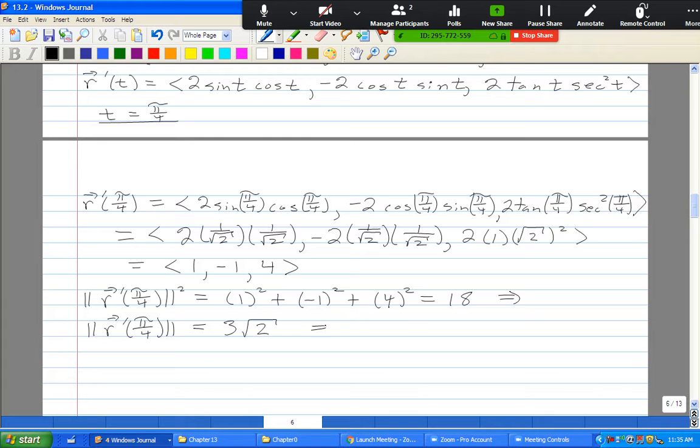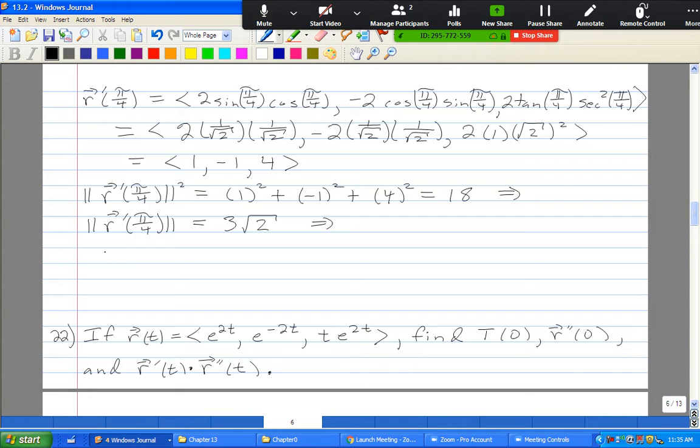Okay, so the unit tangent vector is equal to the tangent vector divided by the norm of the tangent vector. Let's just do it on the outside: 1 over 3 rad 2 times 1, minus 1, 4. And that is your unit tangent vector.